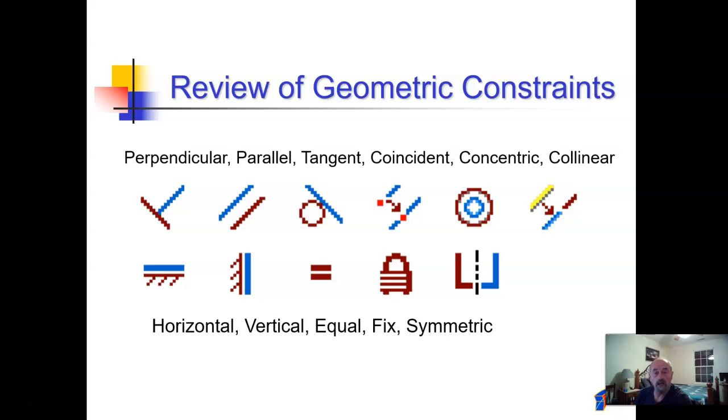And if you look at it, you can see that the red line and the blue line are perpendicular. The red line and the blue line are parallel. The red circle and the blue line are tangent. These are very easy to kind of relate to, as to say.